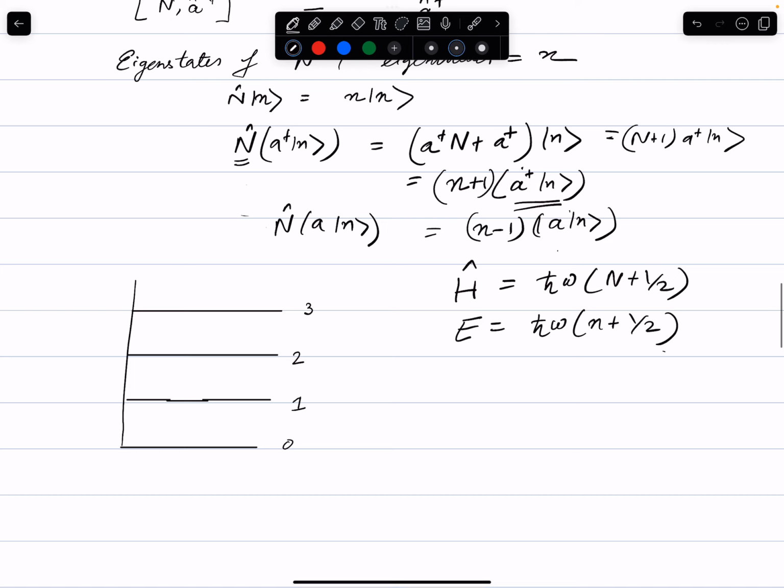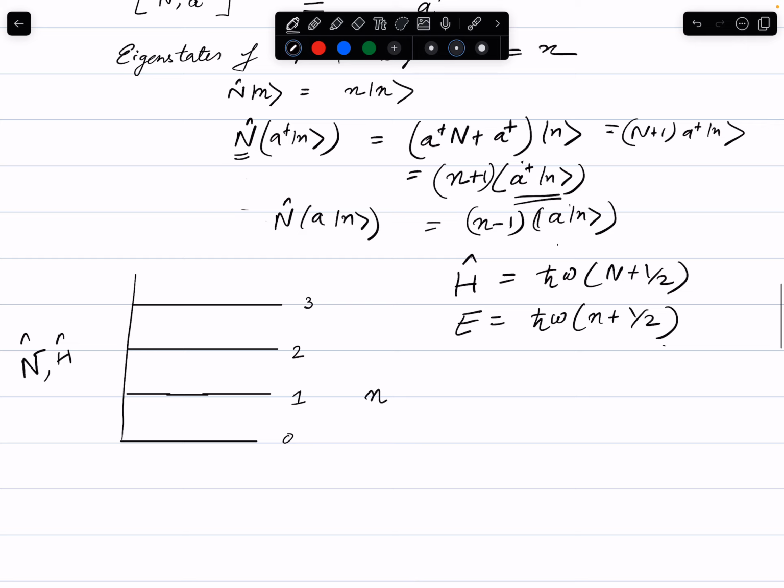And so what these guys do is, if these are the energy levels, or these are the n levels, these are the eigenstates of n and also eigenstates of H, denoted by numbers n. So what these guys do is the creation operator will take me from one energy level or one number level to the next, whereas the other ladder operator, the annihilation one, the A, will bring me down from an upper energy level to one energy level down.